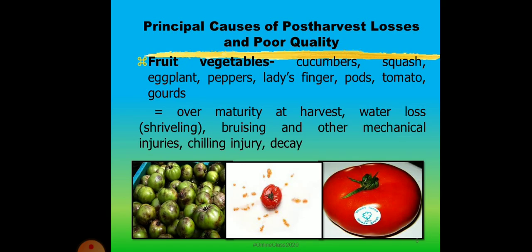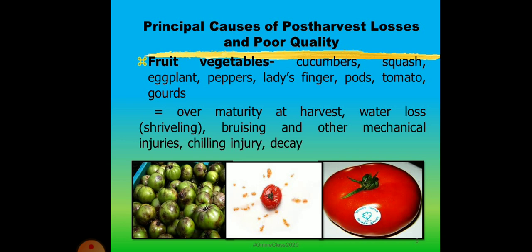How about for fruit vegetables? Okay, we have here the fruit vegetables like the cucumbers, squash, eggplants, peppers, lady's finger, pods, or the beans, garden pea, yun yung mga pods, tomatoes, and gourds. So over maturity at harvest is not recommended since it will develop very tough seeds. Matigas na yung seeds ng mga commodity na yun if they were to be harvested over matured. So what is recommended is that the commodity must be harvested parthenocarpic or non-seeded. Wala siyang seeds.